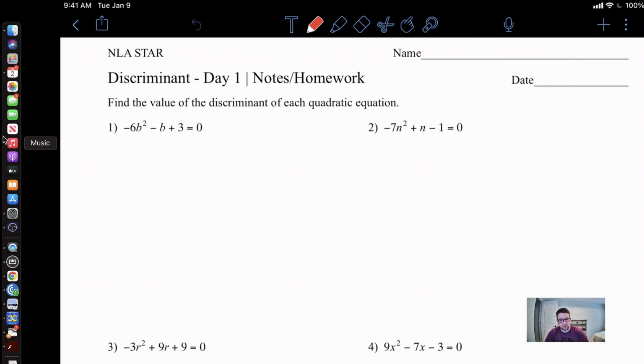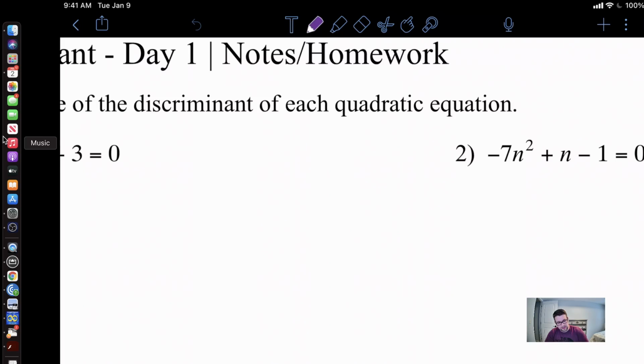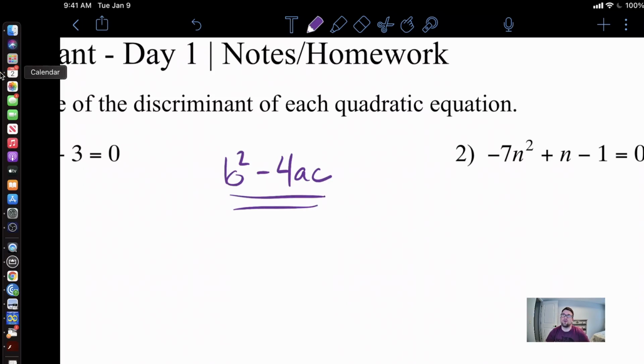Now, in order to find the discriminant, we are going to use a formula, and that formula is going to be b squared minus 4ac. Now this is something you absolutely want to write down and have handy, because we're going to use this formula on absolutely every equation we work with.